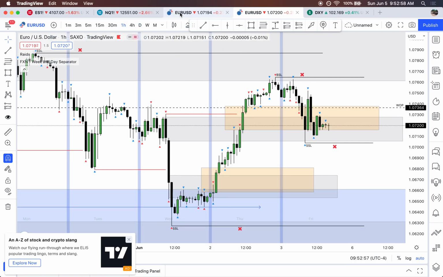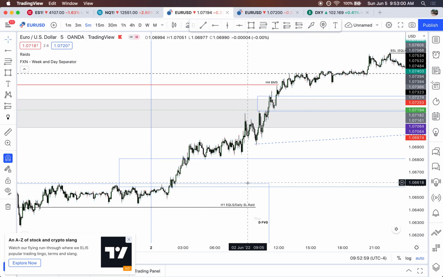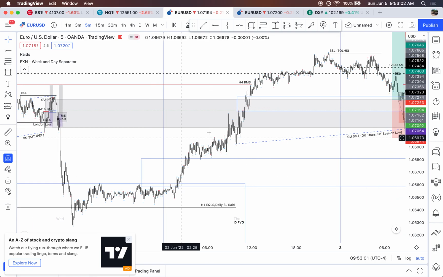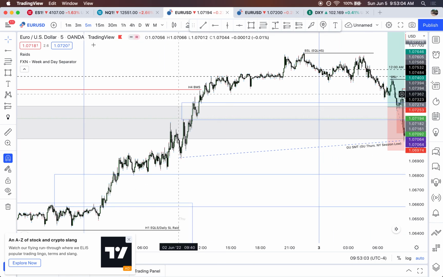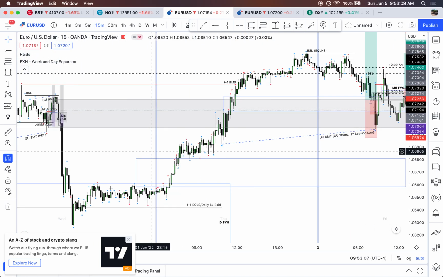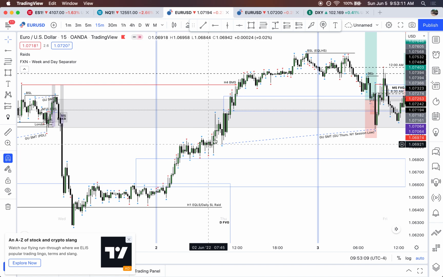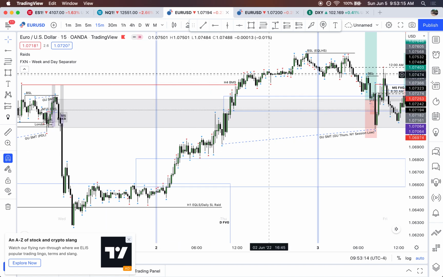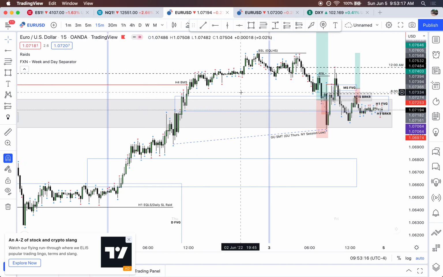And then Thursday, there were no setups at all. It was just consolidation, run up, consolidation, run up. So there was nothing in here that I could identify. Now, Friday was non-farm payroll.